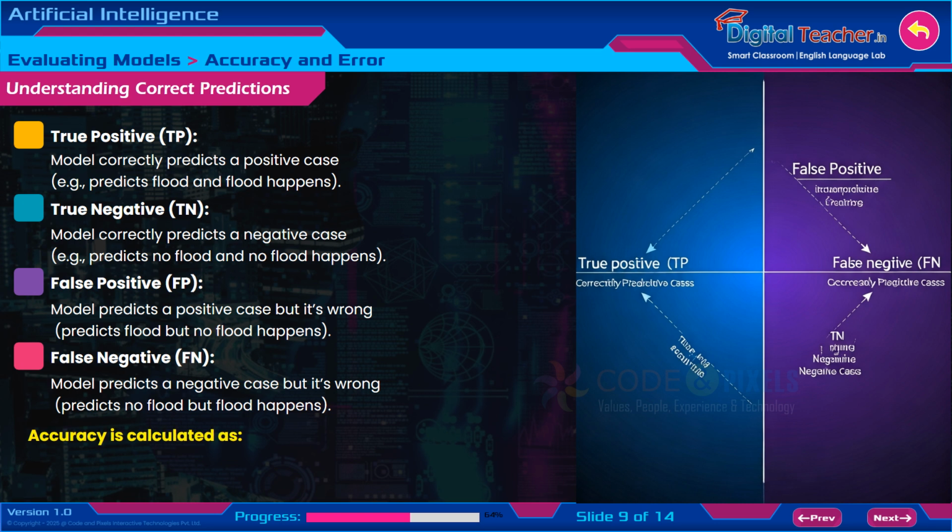So, accuracy is calculated as: accuracy is equal to true positive plus true negative, divided by true positive plus true negative plus false positive plus false negative, multiplied by 100.